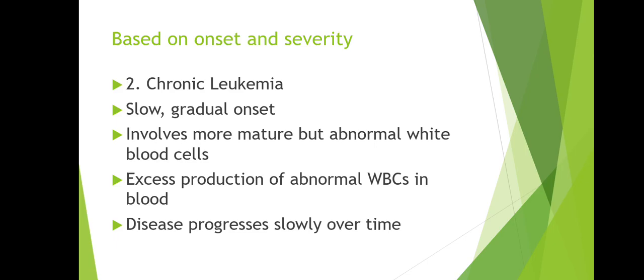But immediately the proliferation of immature cells increases more than normal, it exceeds the normal cells, then that's going to be now acute. So this is what happens in chronic leukemia. The slow and gradual onset involves more mature but abnormal white blood cells, then excess production of abnormal white blood cells in blood, then the disease progresses slowly over time.